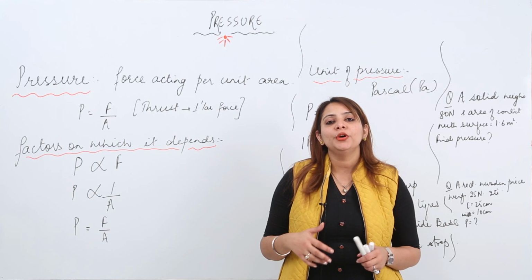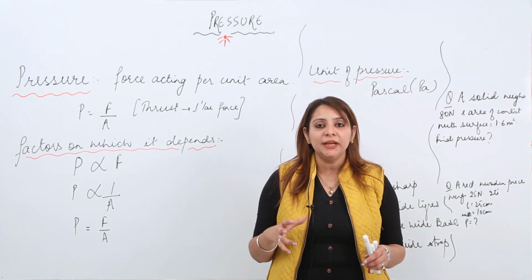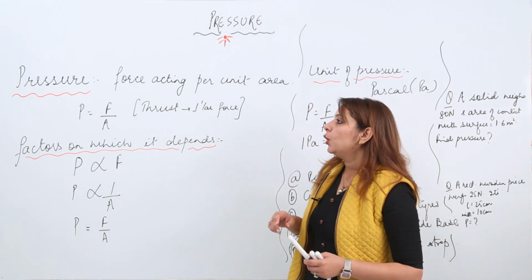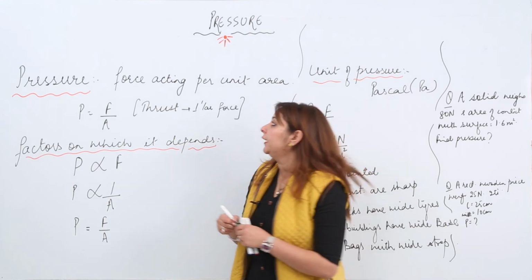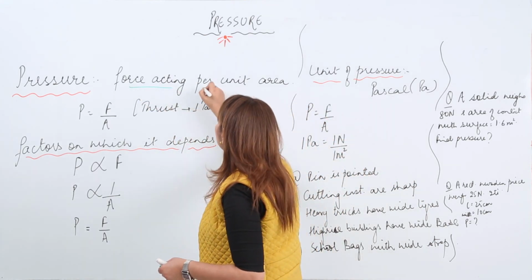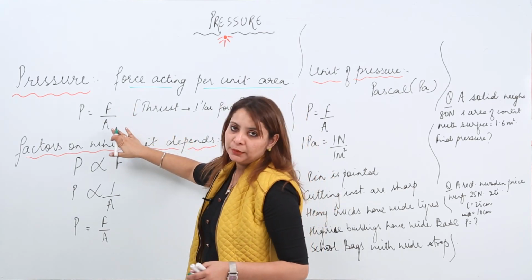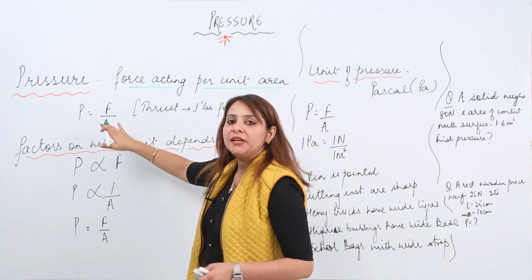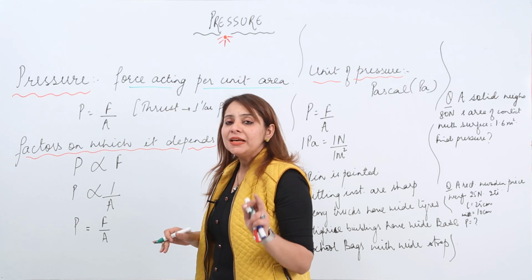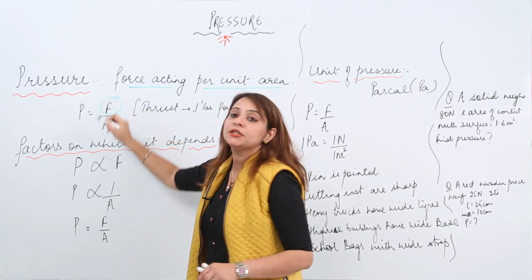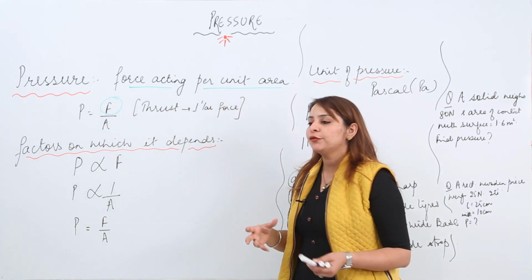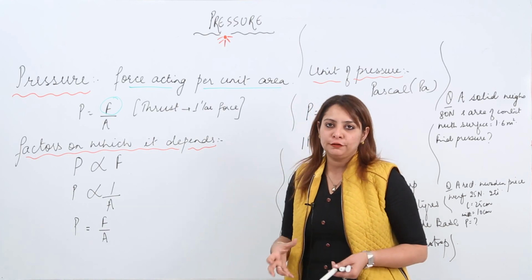So today we are going to start with what actually pressure is. See, pressure is the force acting per unit area. Pressure is the force acting per unit area. So that is P is equal to F upon A. But in this case, this force is not a normal force. You can say this force is a special kind of force.